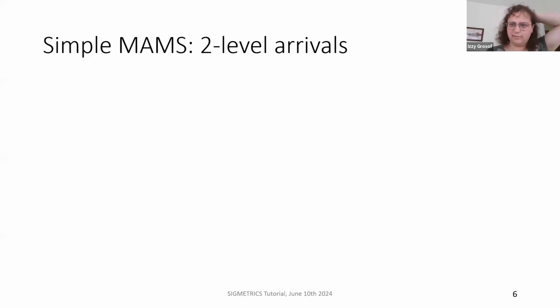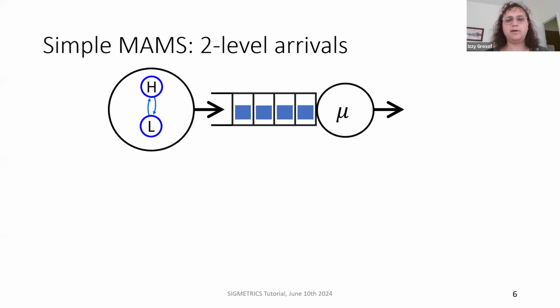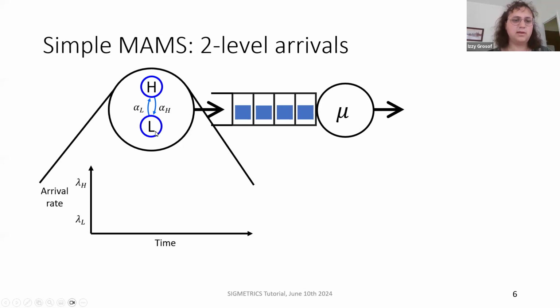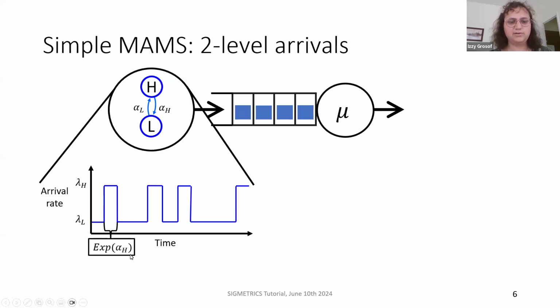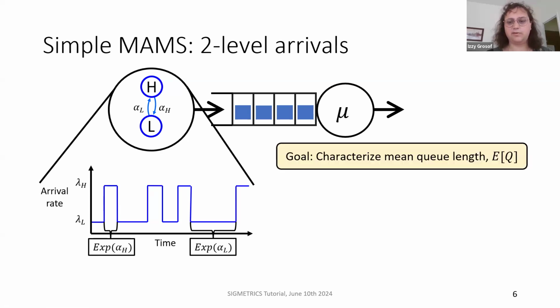So let me tell you about this simple MAMS system, the two-level arrival system. Here, we'll make the completions as simple as can be, just an exponential service rate. And for arrivals, we'll just have two arrival states, high intensity and low intensity. And the system will switch back and forth between those with two rates, alpha L moving from L to H, and alpha H moving from H back to L. So behind the scenes, it means we've got our lambda H and our lambda L, and we'll switch between them. We'll stay in H for exp of alpha H time, and L for exp of alpha L time. And once again, our goal here is to characterize the mean queue length.